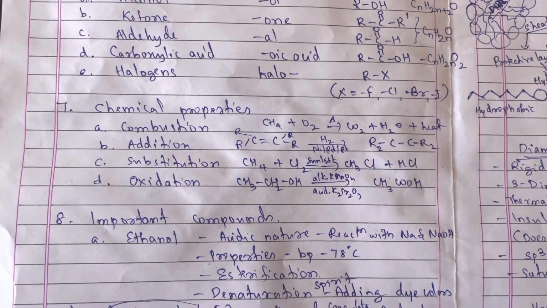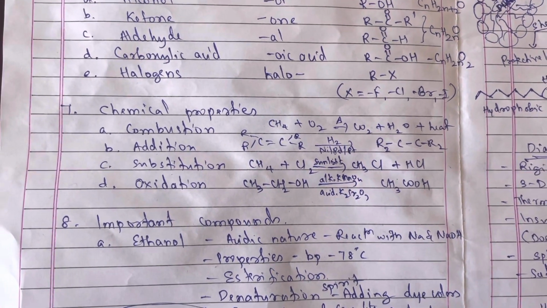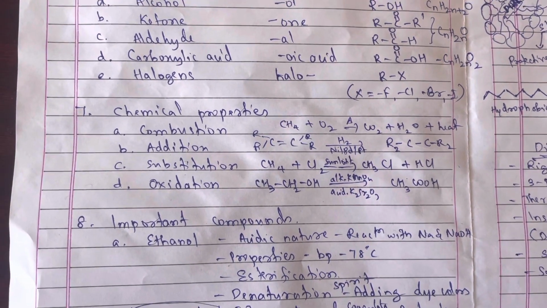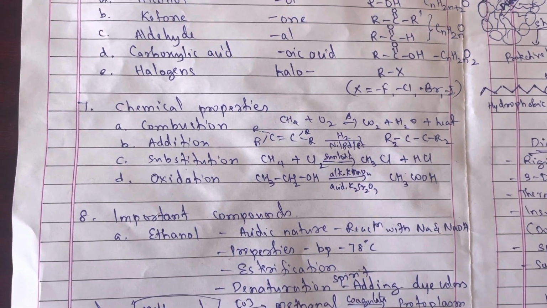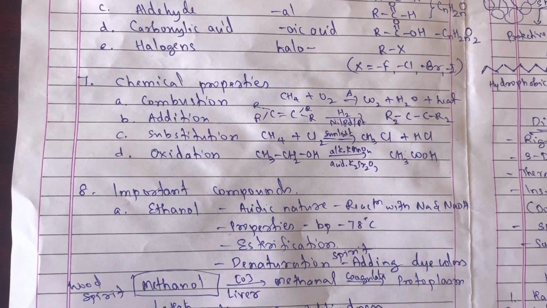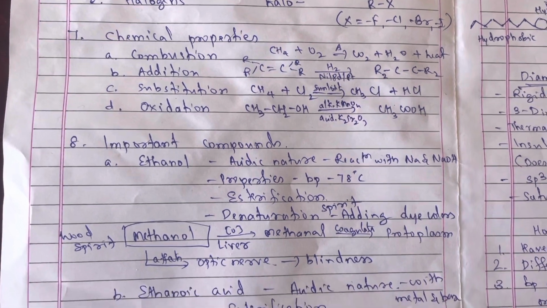The next one is oxidation. Oxidation reaction in which ethanol is converted into ethanoic acid. It will be done in the presence of an oxidizing agent, that is either alkaline KMnO4 or acidified potassium dichromate.